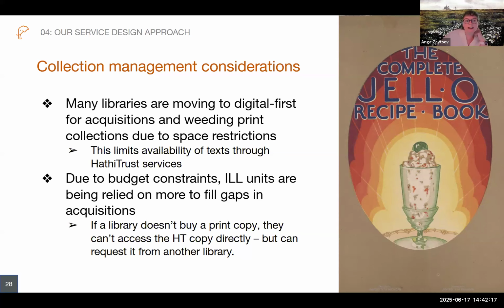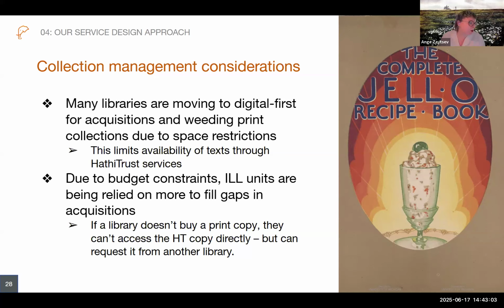So one thing that we heard is that many libraries are moving to digital first for acquisitions and are weeding print collections due to space restrictions. And an important consequence of that is that this limits the availability of texts through HathiTrust services like resource sharing. And also that due to budget constraints, ILL units are being relied on more to fill gaps in acquisitions. So if there's a body of materials that gets very little use, rather than continuing to purchase those materials, ILL units are asking to fulfill those requests via ILL workflows.